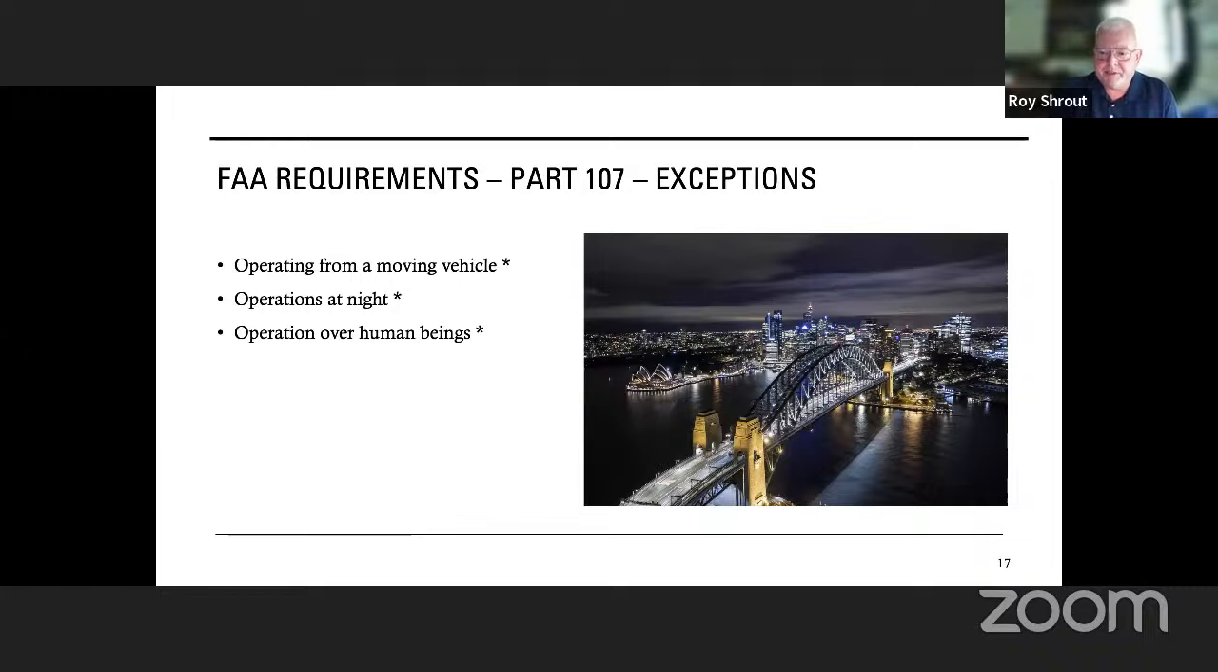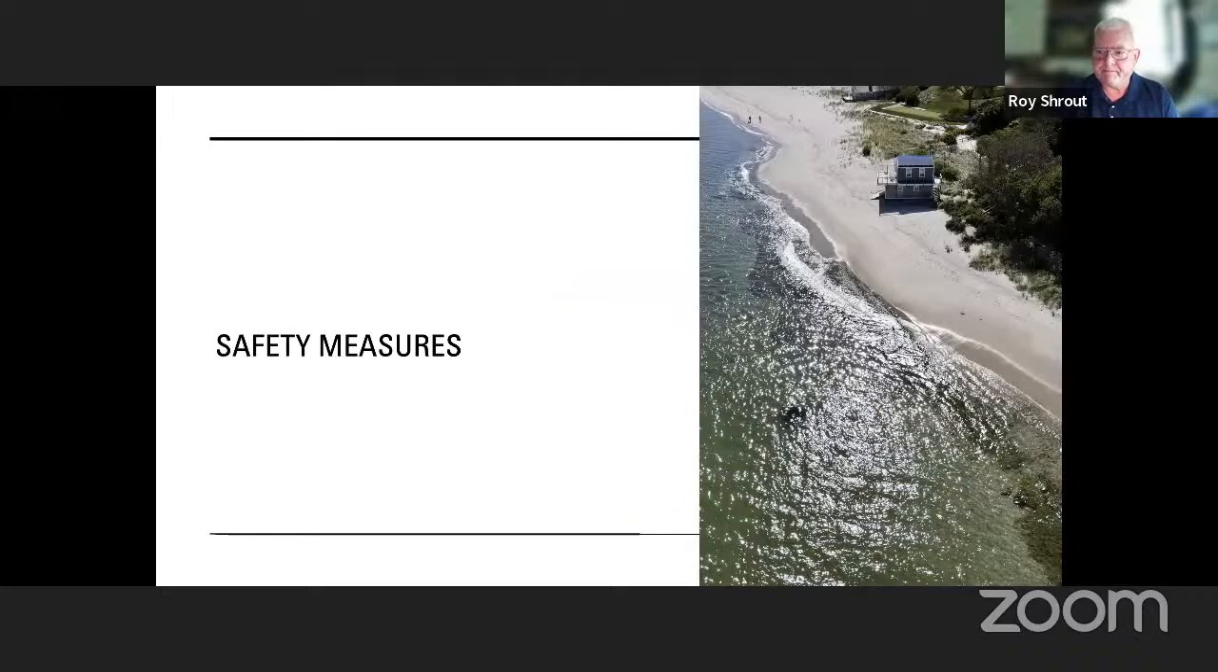There are some other exceptions of the 107. You can now operate from a moving vehicle. This was lifted slightly so you could do the delivery piece. You can now operate at night, so you can fly your drone pretty much, within reason, at nighttime, again with the 3 mile strobe light, and also be able to take these kinds of pictures. These are all drone pictures. Operation over human beings: up until a year and a half or 2 years ago, you could not fly over anybody. Now you can, again with exceptions. There's detailed information, and I'm not going to go into it at this point.